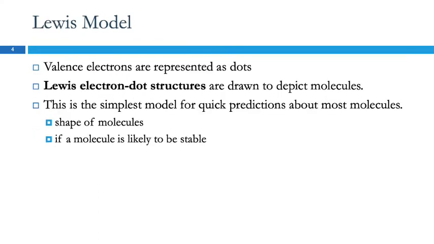The one model we're talking about in this chapter is called the Lewis model, and it uses dots to represent the valence electrons. And so we'll be drawing Lewis dot structures or Lewis electron dot structures as little pictures of molecules. It's very simplistic.